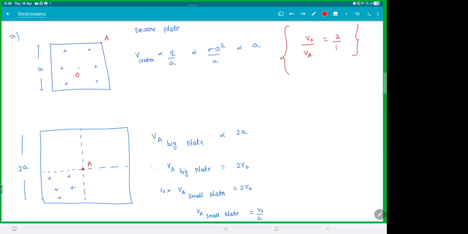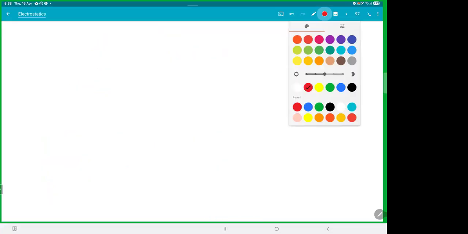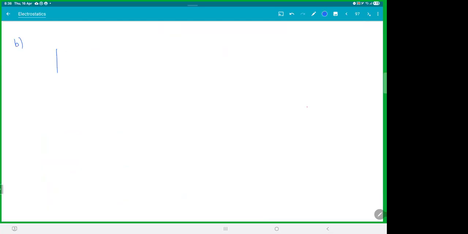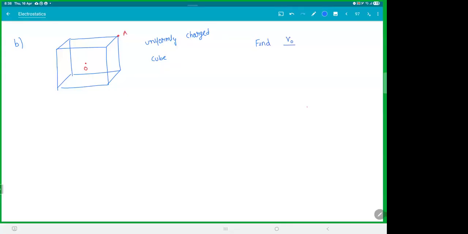What is the value? We will do that. Now, using this logic, can you guys find it for this? What if I give you a cube? O is the center, A is the vertex. Uniformly charged cube. Find the ratio of potential at the center by potential at the corner. You try this time. I'll give you a minute or two.